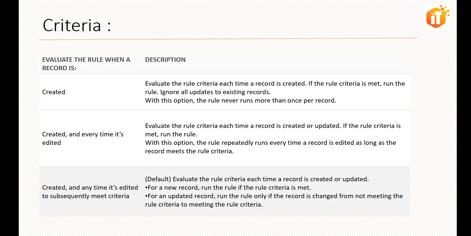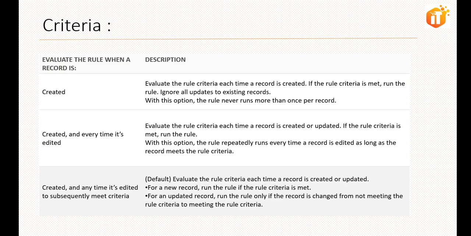We will go to criteria. There are three types of criteria that we can perform within our workflow. The first is the created one. It says whenever you are creating a record, you should be able to do some particular action. You have created just a contact, and on creation of that contact, I want to send some particular email to the particular person. See, I can do it easily.